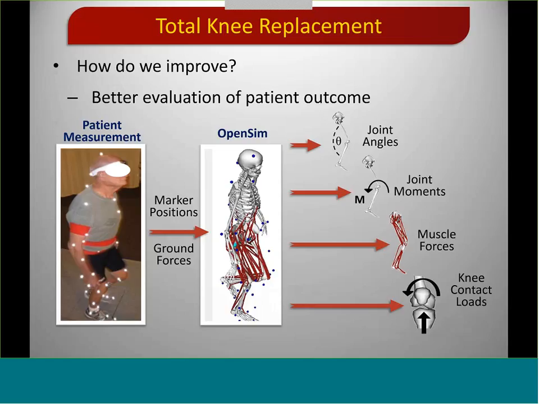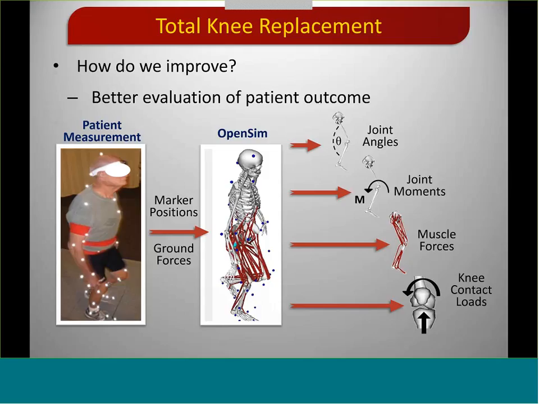But we also need to understand how these characteristics impact the knee, the contact forces, contact location, strains in the tissues. And ultimately, we want to be able to ask what if sorts of questions, such as what if the implant had been placed differently, or what if certain muscles were stronger or weaker, and then how would that influence the patient's function or the survival of the components.